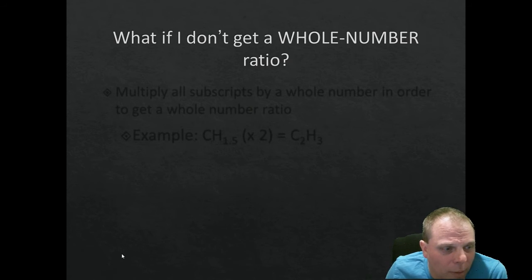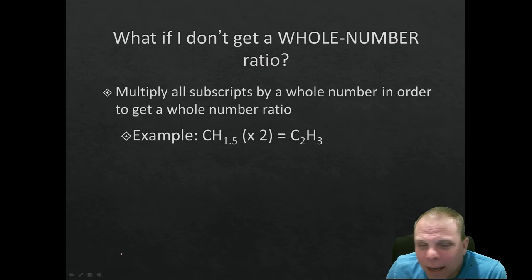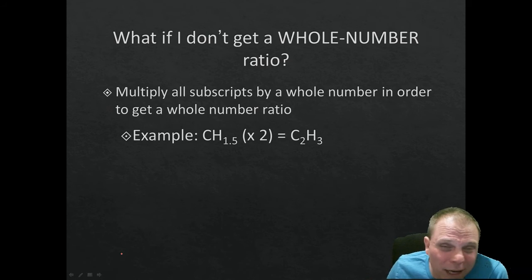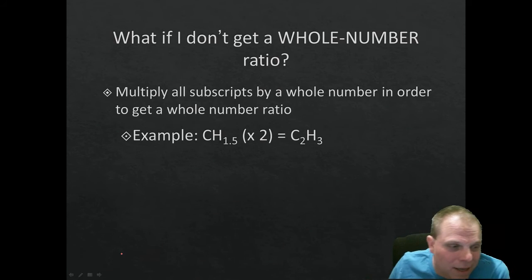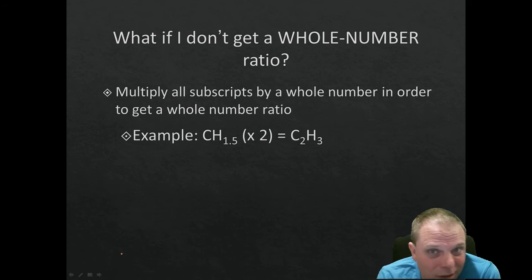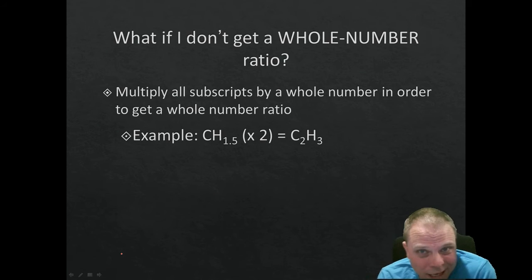What if I don't get a whole number ratio? And this is going to happen sometimes. Like I said, for what we're giving you, you might get like a 0.25 of something, but we're not going to give you something less than that. We're not going to give you like a 0.1 and then expect you to do this.